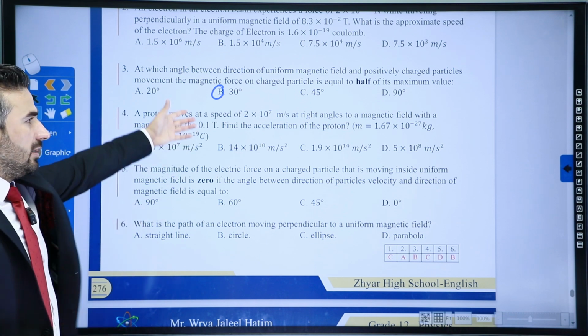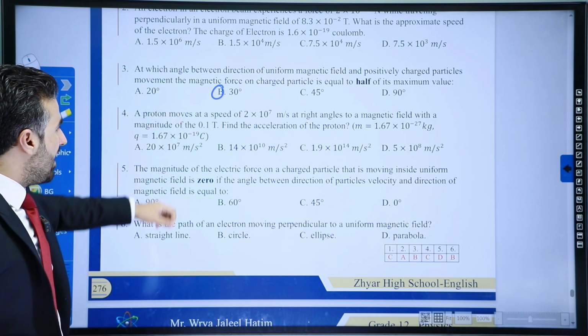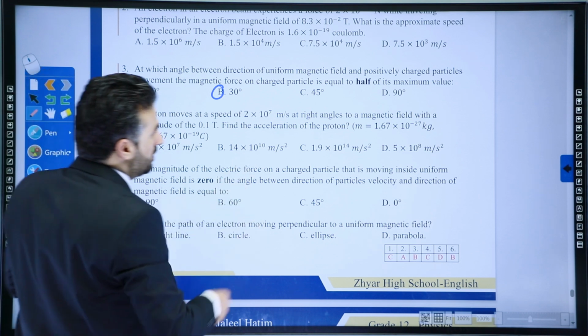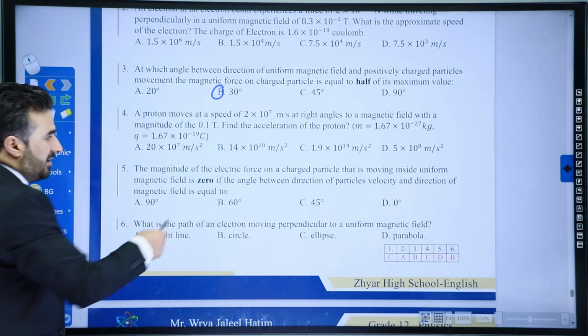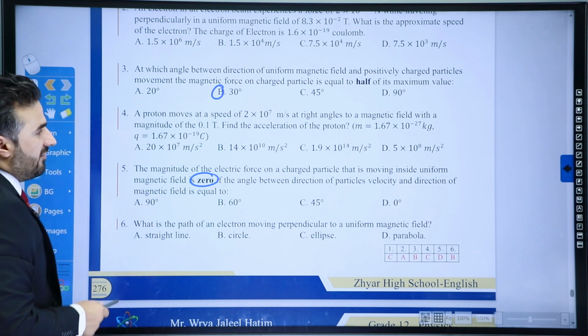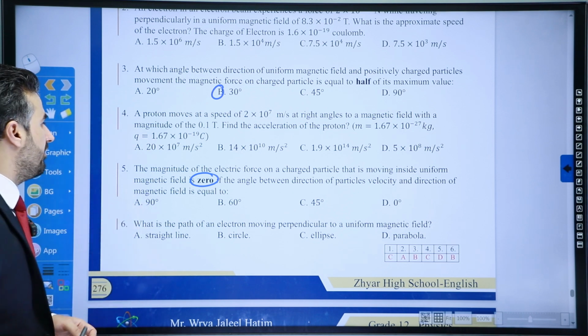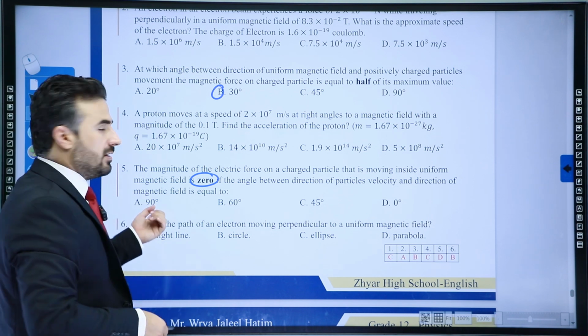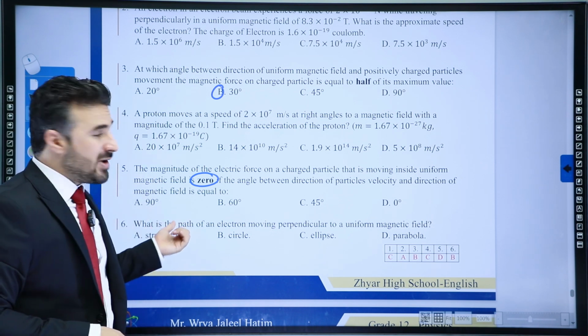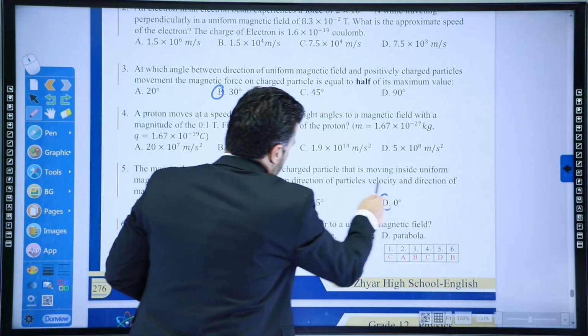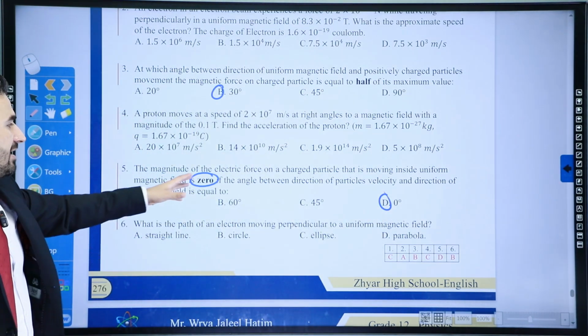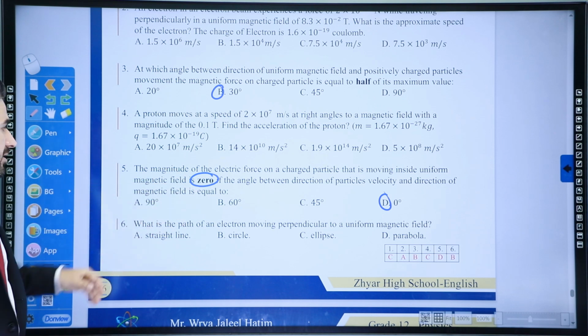Of course, there's another calculation here. I'm not going to do this for you. The magnitude of the magnetic force on a charged particle moving inside a magnetic field is 0. When is it 0? If the angle between the direction of the particle's velocity and the direction of the magnetic field is equal to 90? No, 90 is the maximum. What about 0? Sine 0 is 0. So in this case, the magnetic force will be 0.